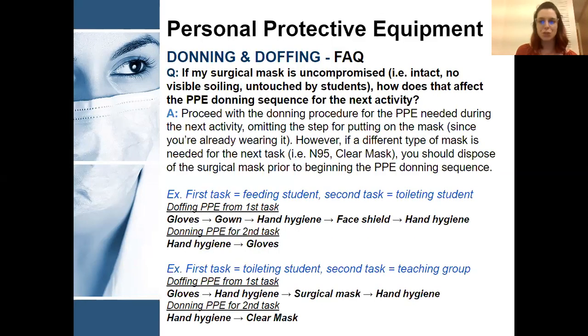Frequently asked questions for donning and doffing. So question, if my surgical mask is uncompromised, for example intact, no visible soiling, untouched by students, how does that affect the PPE donning sequence for the next activity? The answer is you want to proceed with the donning procedure for the PPE needed during the next activity, omitting the step for putting on the mask since you're already wearing it.